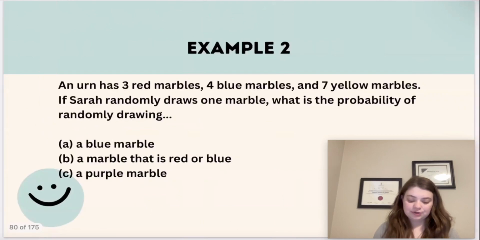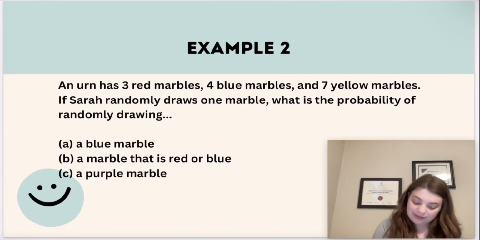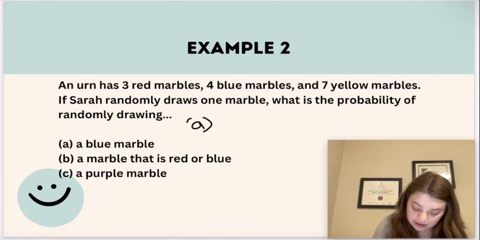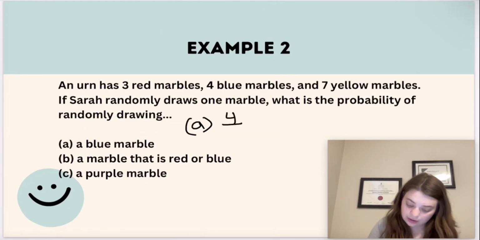Let's try example 2. An urn has 3 red marbles, 4 blue marbles, and 7 yellow marbles. If Sarah randomly draws 1 marble, what is the probability of randomly drawing A, a blue marble, B, a marble that is red or blue, C, a purple marble? Okay, so let's start with A. What's the probability of drawing a blue marble? First of all, how many blue marbles are there? There's 4 blue marbles, so 4 is our numerator.